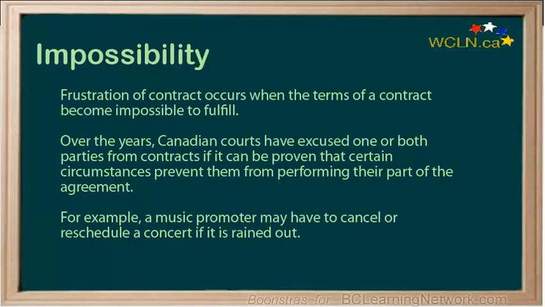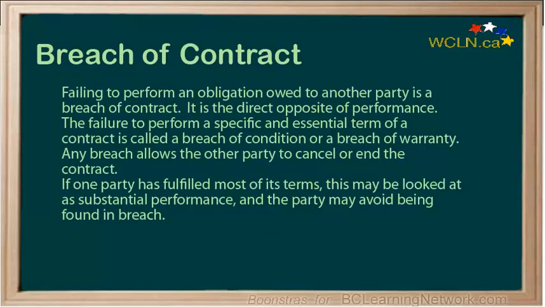Failing to perform an obligation owed to another party is a breach of contract. It is the direct opposite of performance. The failure to perform a specific and essential term of a contract is called a breach of condition or a breach of warranty. Any breach allows the other party to cancel or end the contract. If one party has fulfilled most of its terms, this may be looked at as substantial performance, and the party may avoid being found in breach.